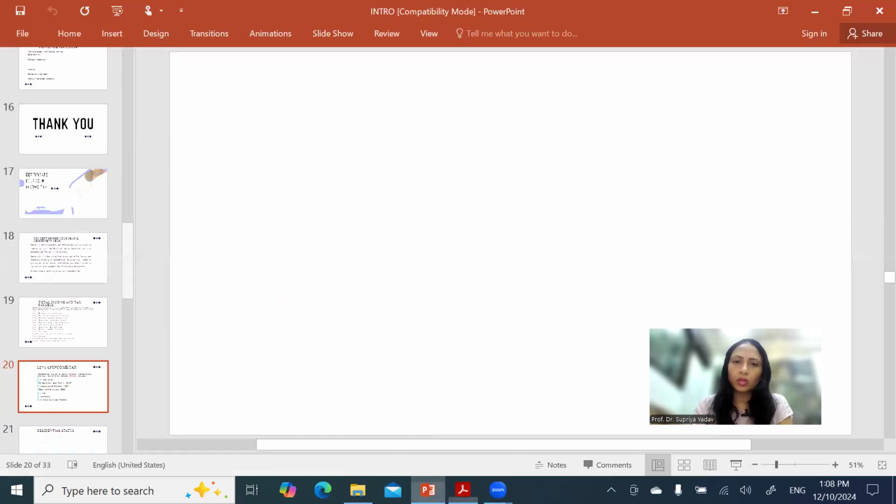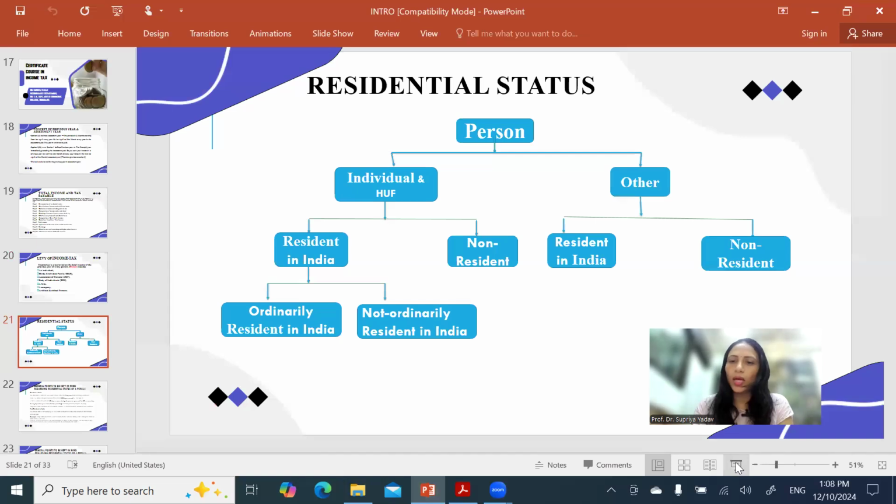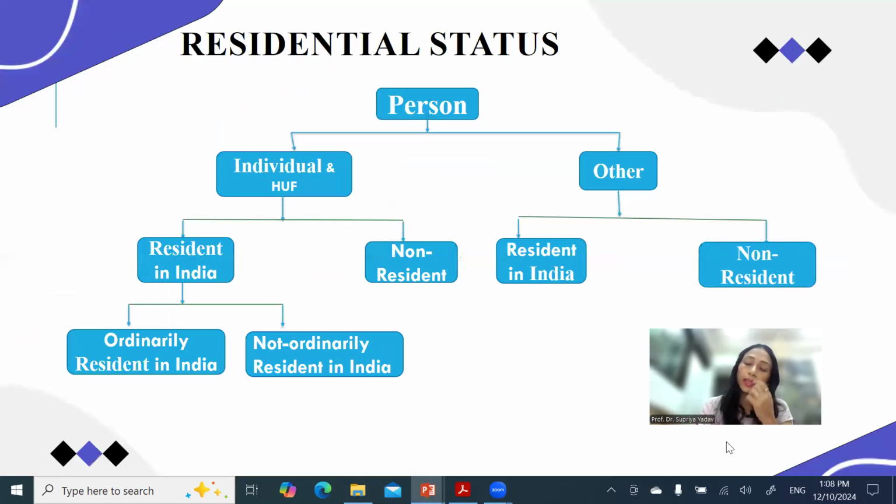Next, see the residential status. Why is the residential status so important? As I told you, the tax rates are different for different residential status. So that's why we first have to classify the residential status, and then accordingly we have to calculate the tax. Okay, so what does person include? Those seven as we discussed: individuals, HUF, AOP, BOI, firms, companies, and artificial judicial persons. All these are considered as a person under the Income Tax Act.